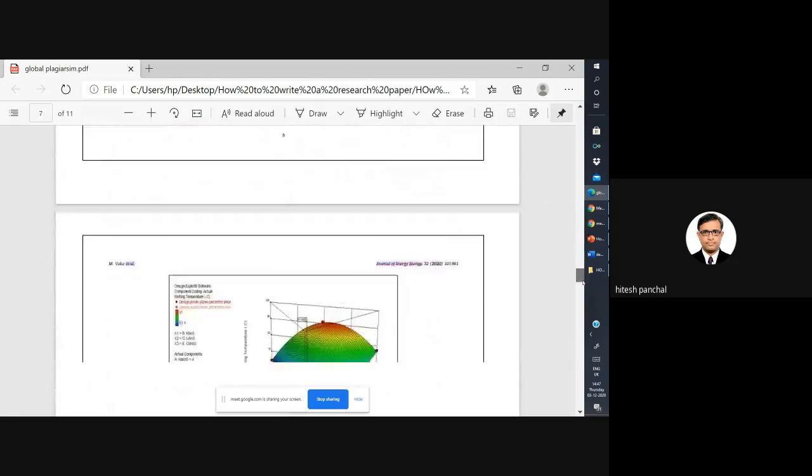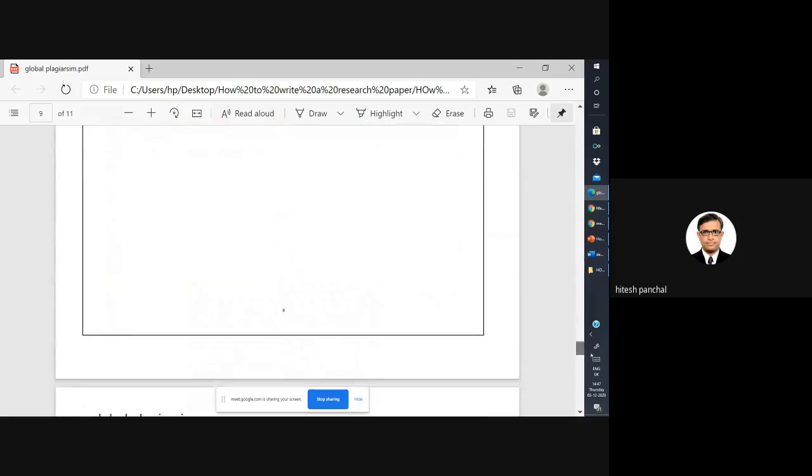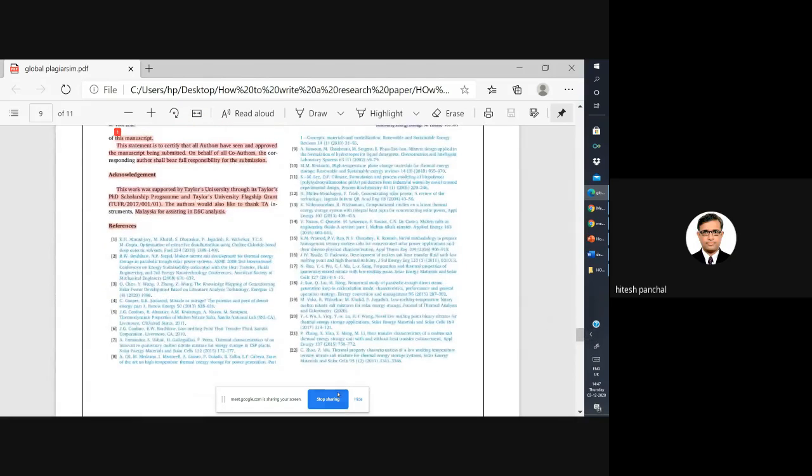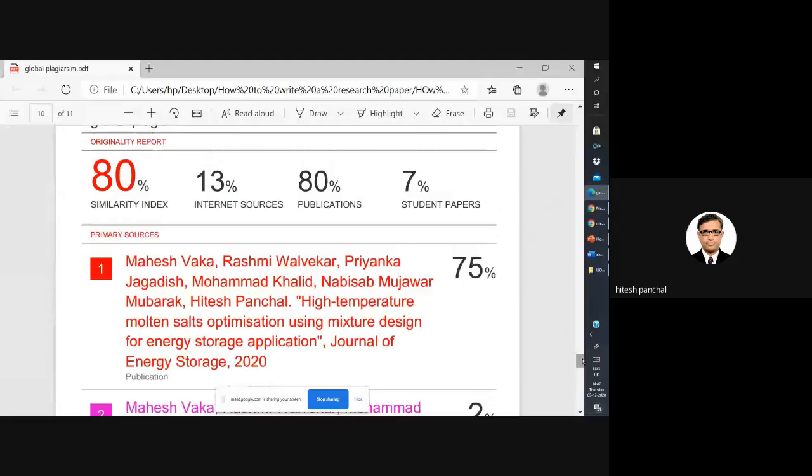Now you can see the whole paper shows the number 1. So what is number 1? One more thing I want to share with you: references can come in plagiarism, but whatever references you have put will never come under plagiarism. Now you can see an 80% similarity index, which means the plagiarism is equal to 80%. It has 13% sources from the internet, 80% from publications, and 7% from student papers.